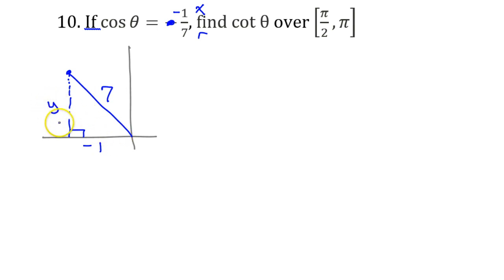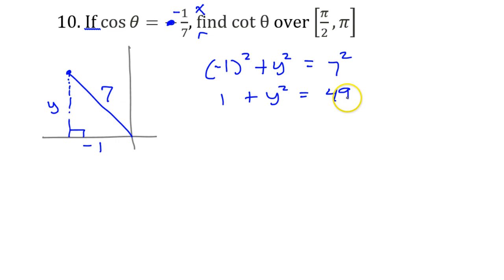That leaves the y value that we need to find. Now, is this y value negative or positive? Because it is up, we know this will be positive. So when we do the Pythagorean theorem, be sure to put a positive y value. Okay, so Pythagorean theorem, x squared plus y squared is equal to the radius squared. So 1 plus y squared is equal to 49. Subtracting the 1, y squared is equal to 48.